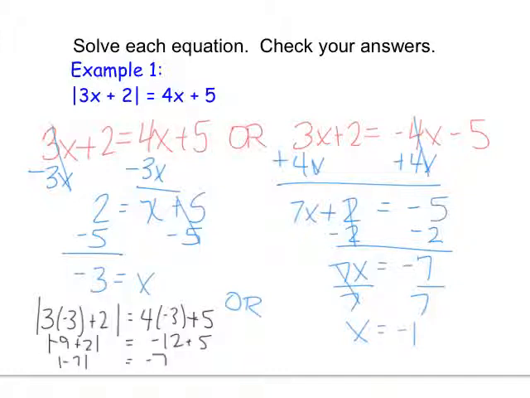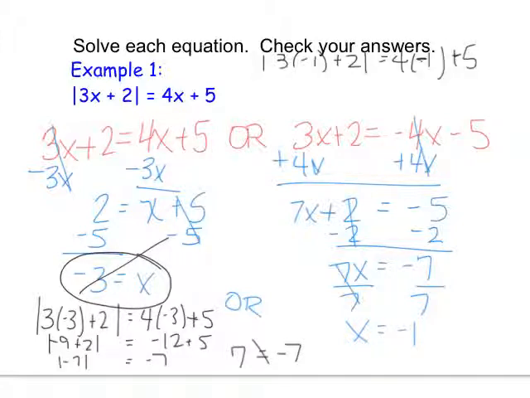So using the order of operations, on the left hand side I got the absolute value of negative 7, and on the right hand side I got negative 7. But I know that the absolute value of negative 7 is actually 7. So I get 7 equals negative 7. But that's not true. Therefore, we have to reject this negative 3 as a solution. It is not a true solution to this equation. So we're also going to need to check the other solution, the negative 1.